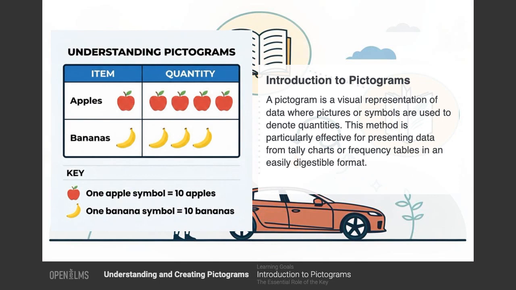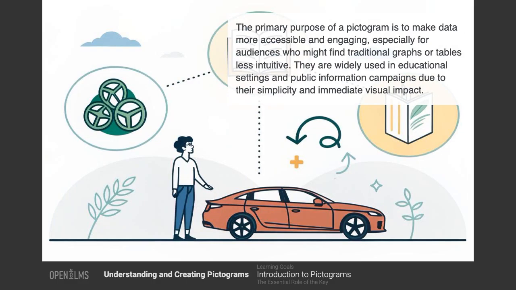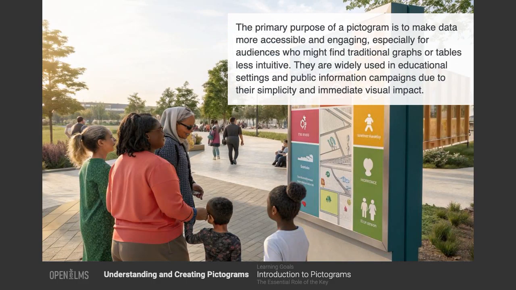Introduction to pictograms. A pictogram is a visual representation of data where pictures or symbols are used to denote quantities. This method is particularly effective for presenting data from tally charts or frequency tables in an easily digestible format. The primary purpose of a pictogram is to make data more accessible and engaging, especially for audiences who might find traditional graphs or tables less intuitive. They are widely used in educational settings and public information campaigns due to their simplicity and immediate visual impact.